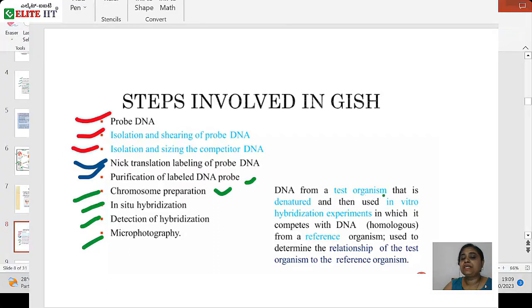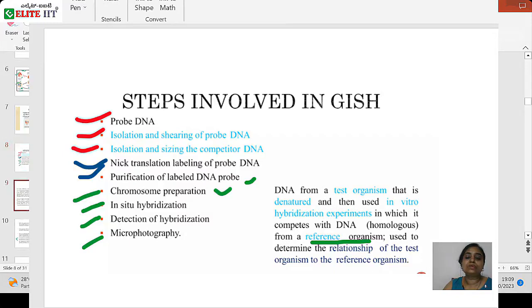Now, DNA from a test organism is denatured and then used in in vitro hybridization experiments in which it competes with DNA from a reference organism. In this case, as I told you, another DNA you have to use. It is like a probe, but not a probe because it is not labeled with any fluorescent compound. Its source is a reference organism, and it is used to determine the relationship of the test organism to the reference organism. We are checking the relationship between the test organism and the reference organism. Okay, that is it.